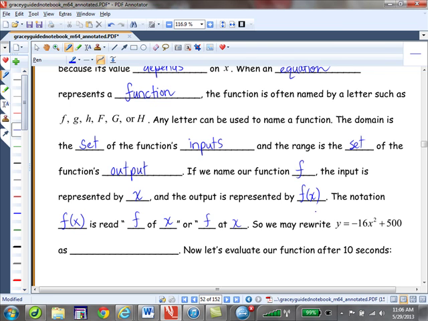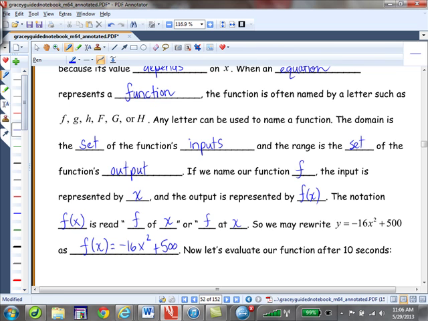So this equation here, y equals negative 16x squared plus 500, is in equation notation. If we put it in function notation, since the y is isolated, we could just write it as f at x equals negative 16x squared plus 500. The nice thing about this notation is that it's got sort of a placeholder, so you see exactly what you're plugging in for x.